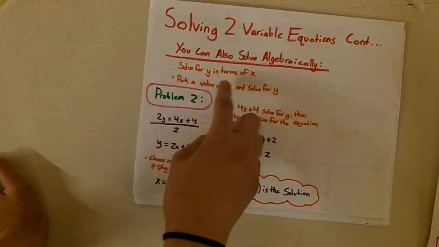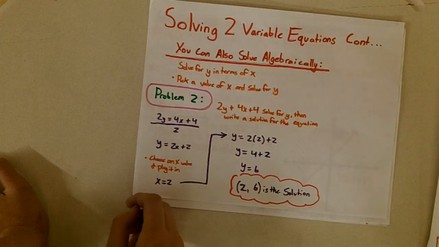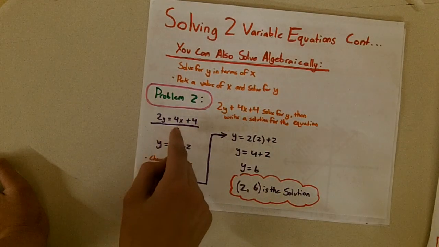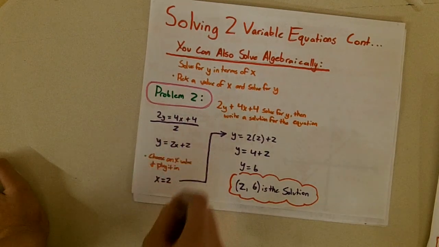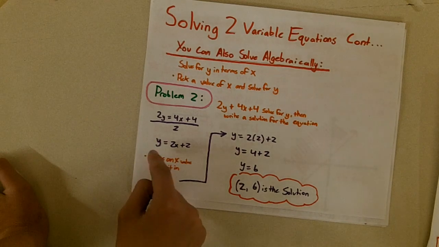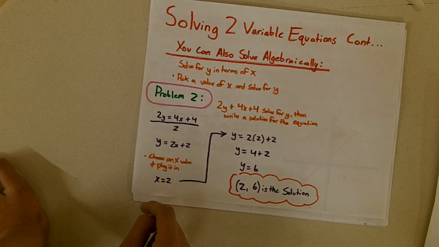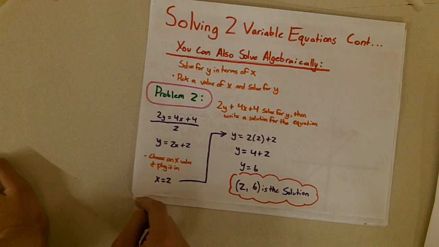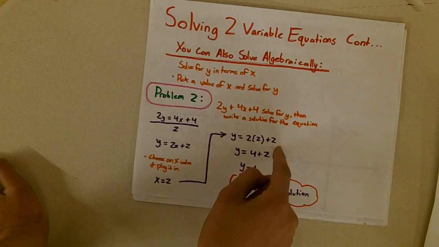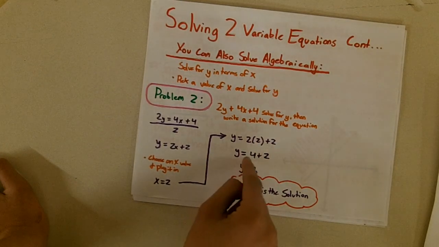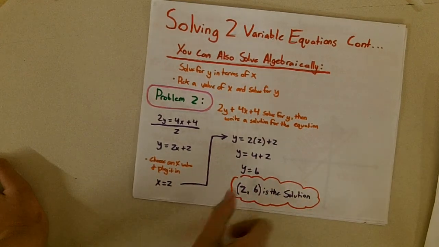Now we're solving for y in terms of x. This means we pick a value for x and solve for y. The problem we're going to use here is 2y equals 4x plus 4. We want to simplify down a little bit so it's easier to work with. So we're going to divide both sides by 2, giving us y equals 2x plus 2. So now we're going to choose an x value and plug it in. The x value we chose here was x equals 2. So now we're going to plug it in over here. y equals 2 times 2 plus 2. That simplifies down to y equals 6, because it's 4 plus 2. So (2, 6) is our solution.